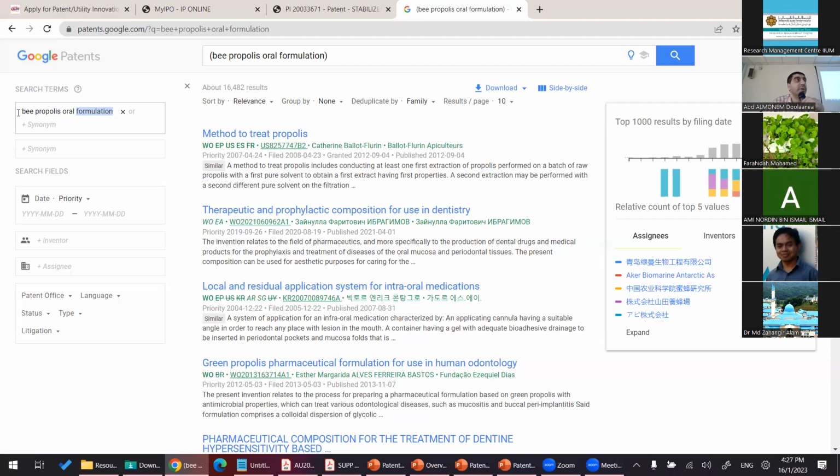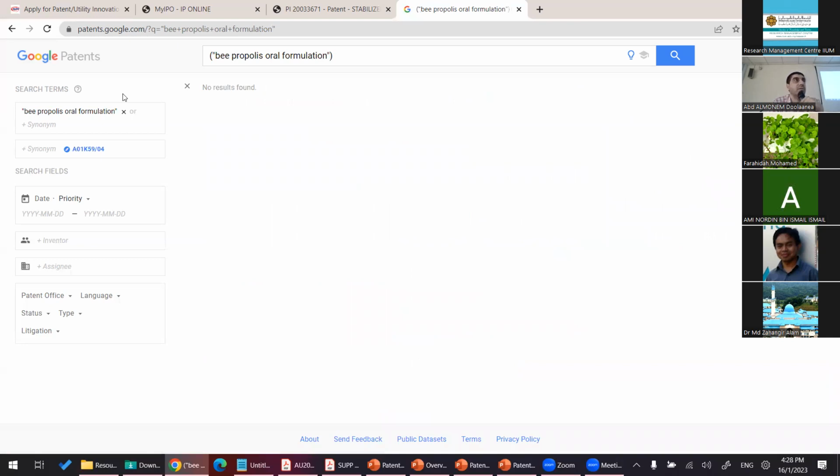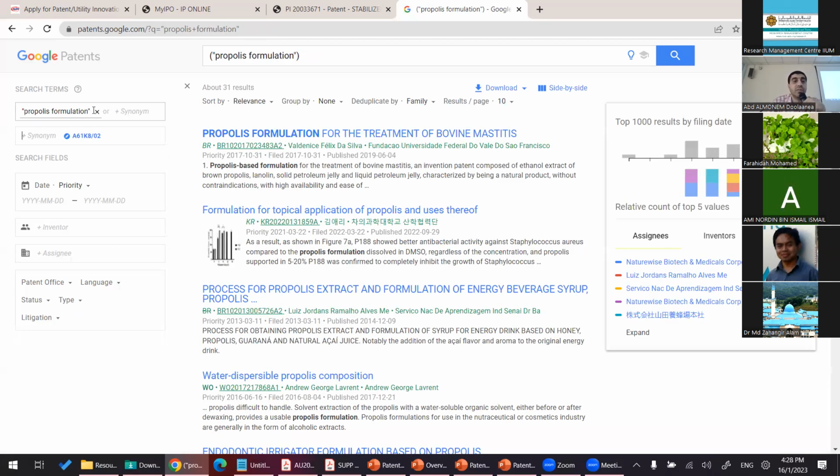If you want them next to each other, you need to use brackets. You need to put the brackets, meaning that the term is searched exactly, which may be very restrictive, because maybe you are using it this way, but other inventors are using it in different terms, so you cannot find them like this. So it's not preferred to use these terms. If you use the exact phrase "propolis formulation", you will find only 31. But it's not preferred to start with this because it's very restrictive criteria. You may miss some important features.